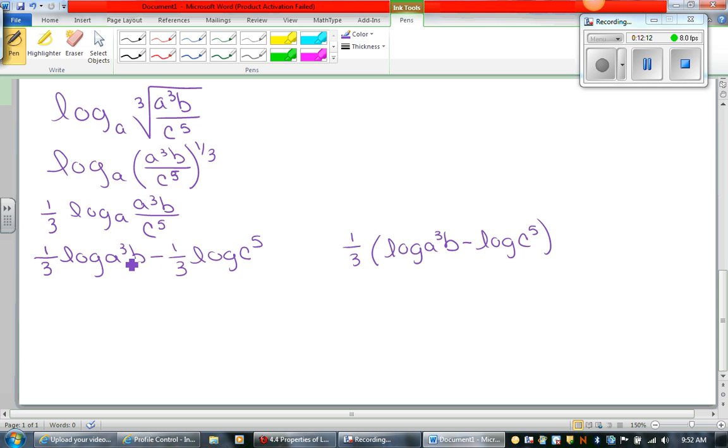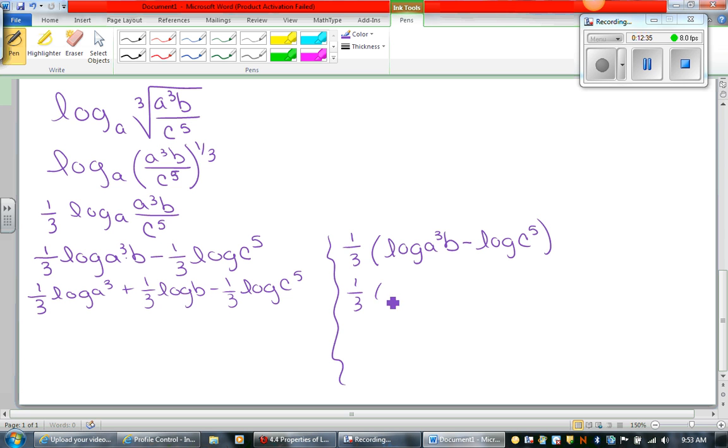Again, we see multiplication here, so we're going to expand that using addition. 1/3 log A cubed plus 1/3 log B minus 1/3 log C to the 5th. Or likewise, if we're doing our other option here, 1/3 log A cubed plus log B minus log C to the 5th. And then we move our exponents. Okay, the 3 comes out, the 5 comes out.